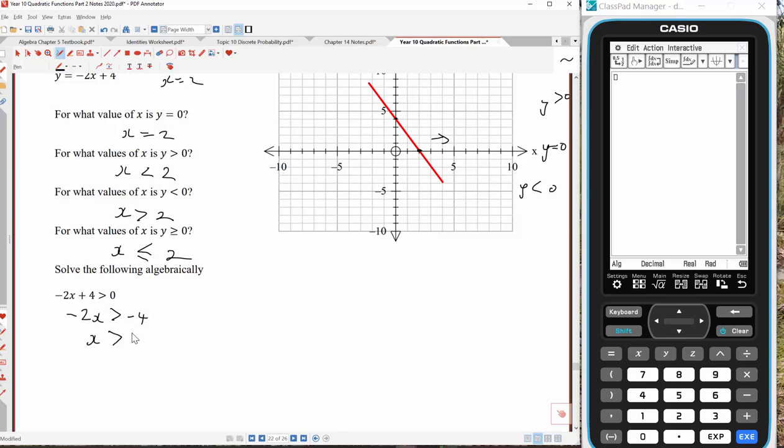If we don't flip the inequality here, what's going to happen is we get x greater than 2. Now, that's obviously a problem because we know that the y values are larger than 0 when x is less than 2. So how do we make this true? What we're going to do is say that we've got to flip the inequality here to make this true. So we're going to answer x less than 2. And that's the reason why we flip the inequality, because otherwise graphically it wouldn't be true.